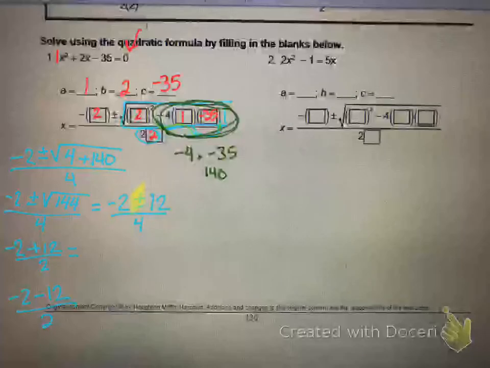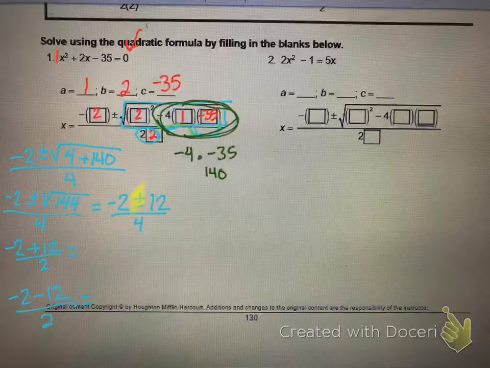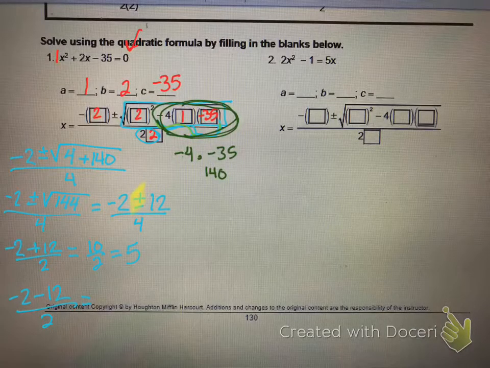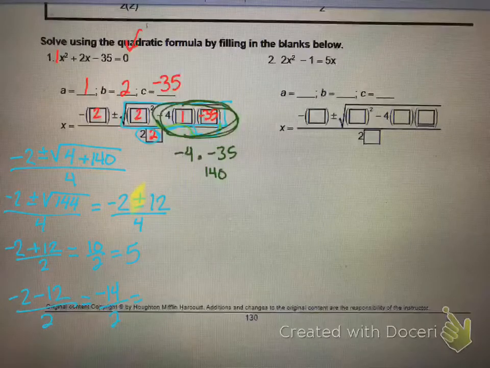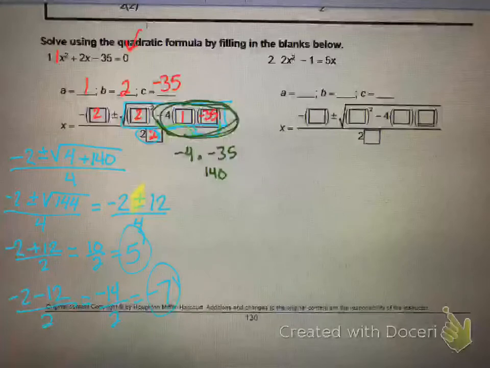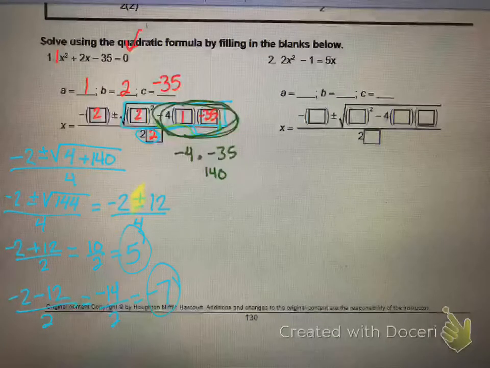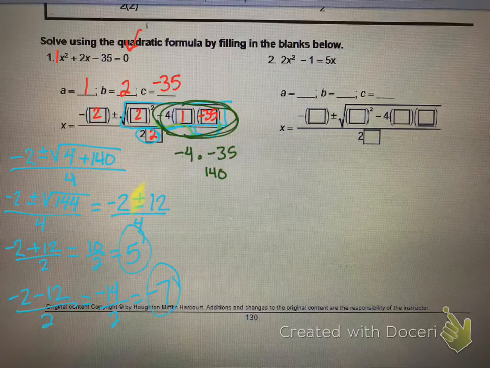And then just go ahead and simplify each one of those equations, so add the numbers at the top. So I get 10 over 2, which divides to equal 5. And then my next one, I have negative 14 divided by 2, which divides to equal negative 7. So my two final answers are 5 and negative 7. So let's take a look at number 2.